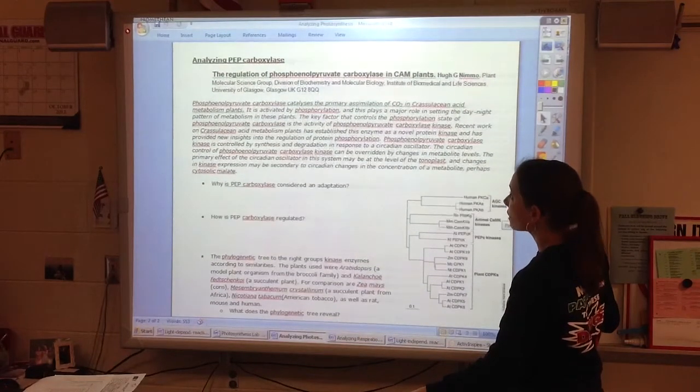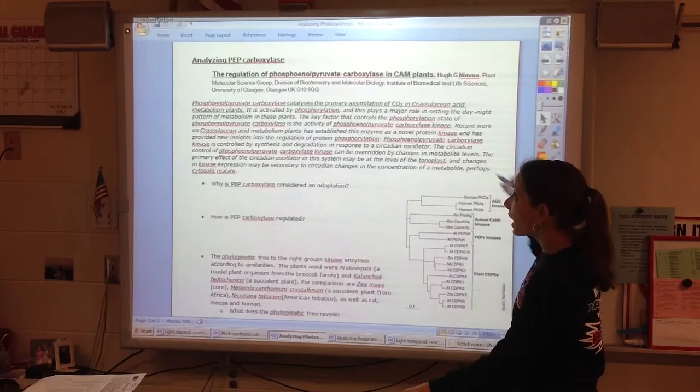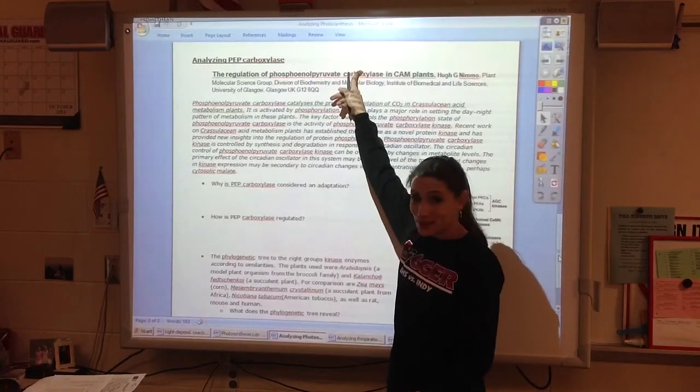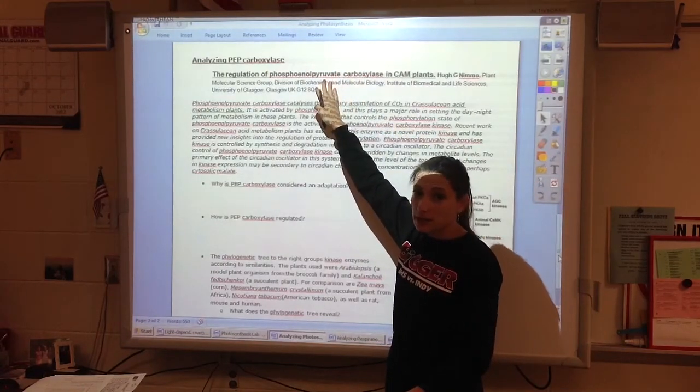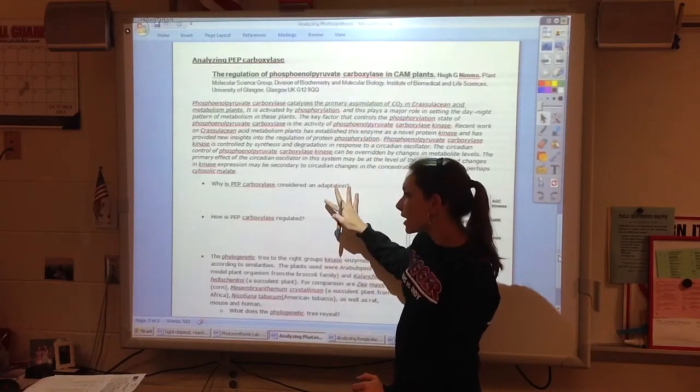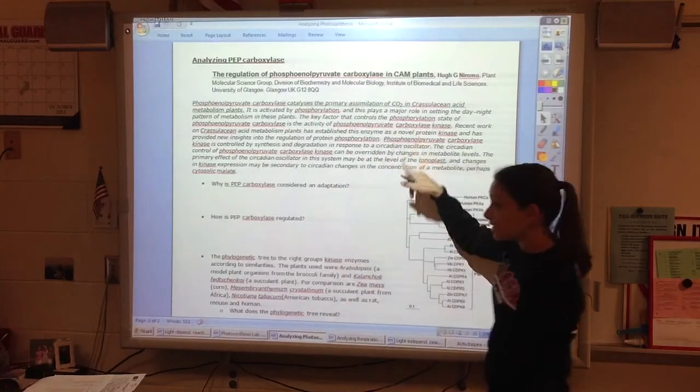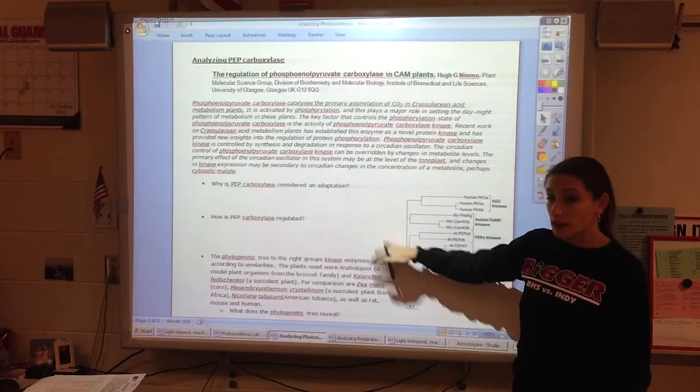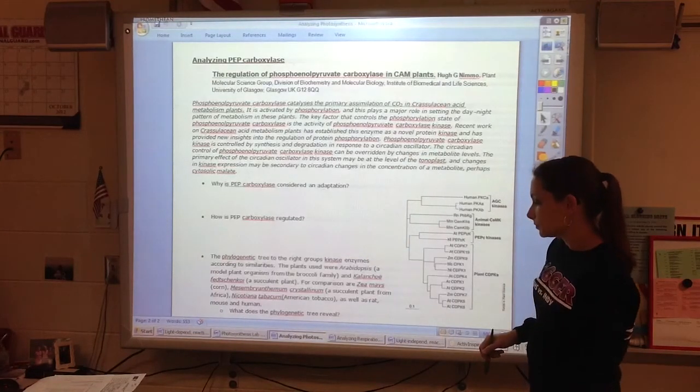And then this is actually looking at PEP carboxylase. So we just talked about PEP carboxylase, and now you're going back and kind of analyzing what is PEP carboxylase, and then reading a little bit about how do we regulate PEP carboxylase.